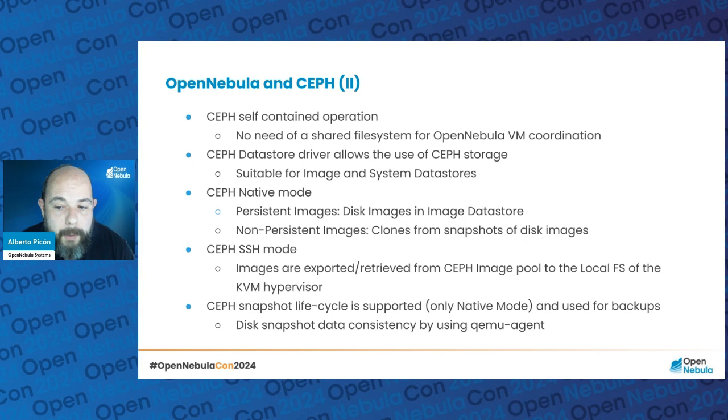The Ceph Data Store driver allows you to use a Ceph storage for image and system data stores, and it has 2 operational modes, Ceph native mode and Ceph SSH mode. In native mode, the persistent images will be stored in the image store, and non-persistent images will be clones of the snapshots of the disk images. In Ceph SSH mode, the images are exported and retrieved from the Ceph image pool to the local file system of the hypervisor. So everything will be run locally and will be stored in the Ceph cluster when the virtual machine is powered off.